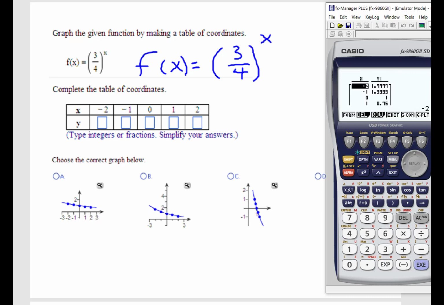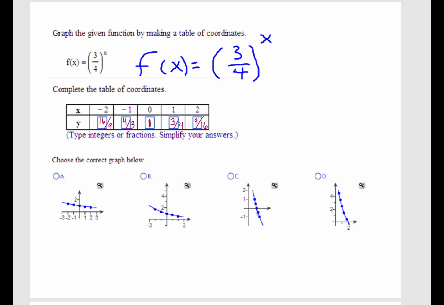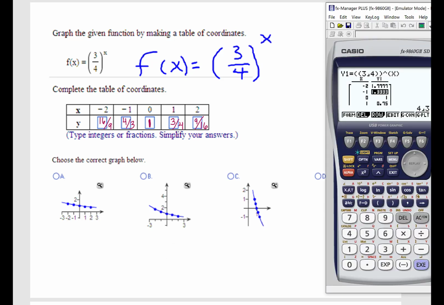Okay, again, it's giving me some funky decimals for my y, so I'm going to arrow over to the right, and I can see my fractions in the bottom right corner. So 16/9, 4/3, 1, there goes our y-intercept, 3/4, and then 9/16. So I'm going to go ahead and fill in my table. Okay, so the table's filled in. Let's go ahead and see how that looks.